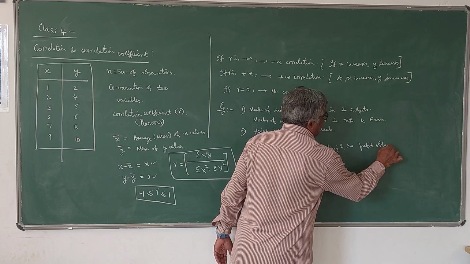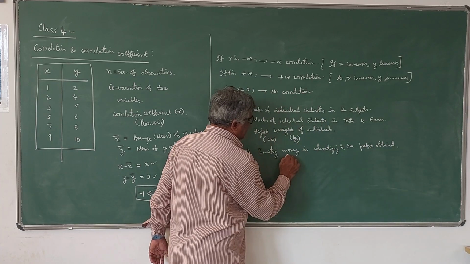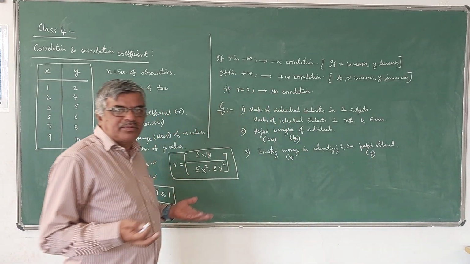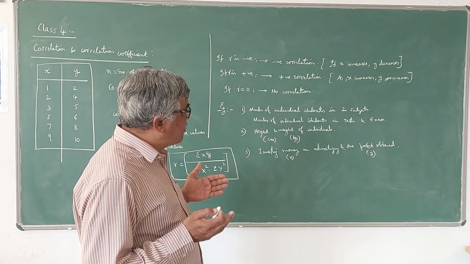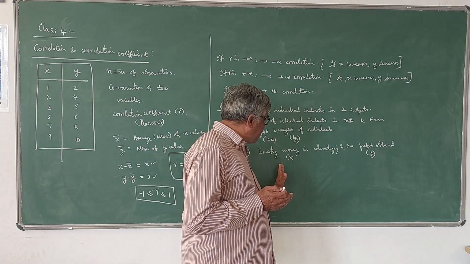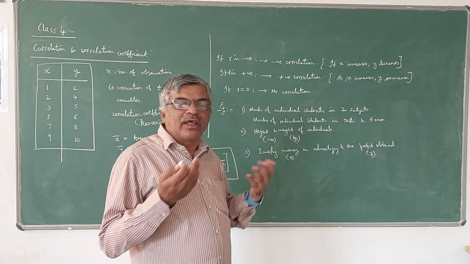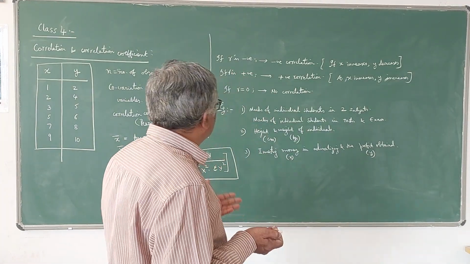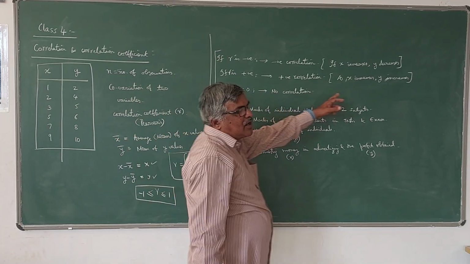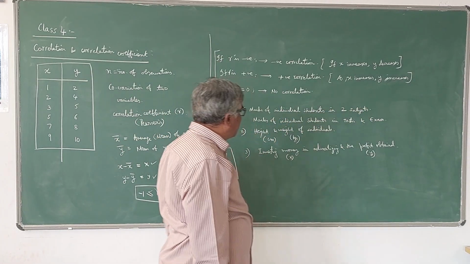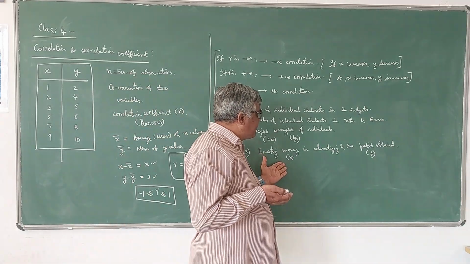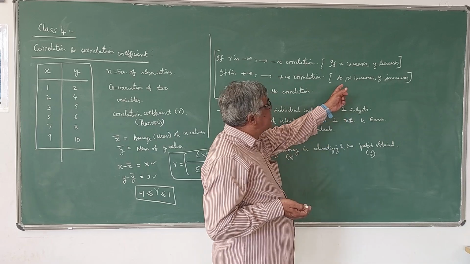So if you take the amount invested as X, profit obtained as Y. Sometimes the amount invested may be more and the profit obtained may be less, or sometimes this is also more. So we can always find out the value of R. As I already told, if R is positive, as X increases, Y also will increase. That is the meaning.